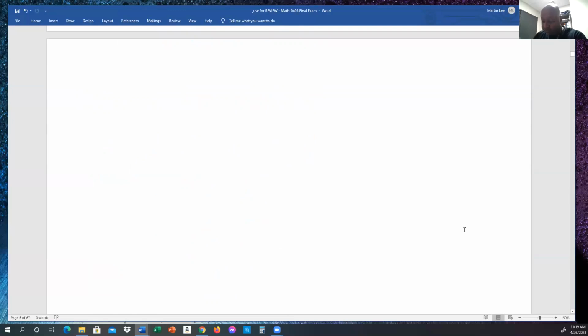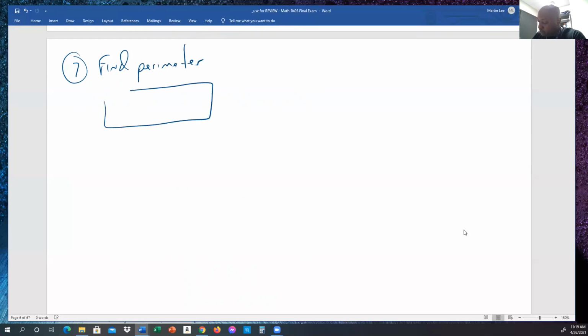Okay, number 7 says find the perimeter of the following rectangle. So find the perimeter. Here's our rectangle. We have x and x minus 4. We're going to let x minus 4 be the length and let x be the width. Then for perimeter equals 2 times the length plus 2 times the width.